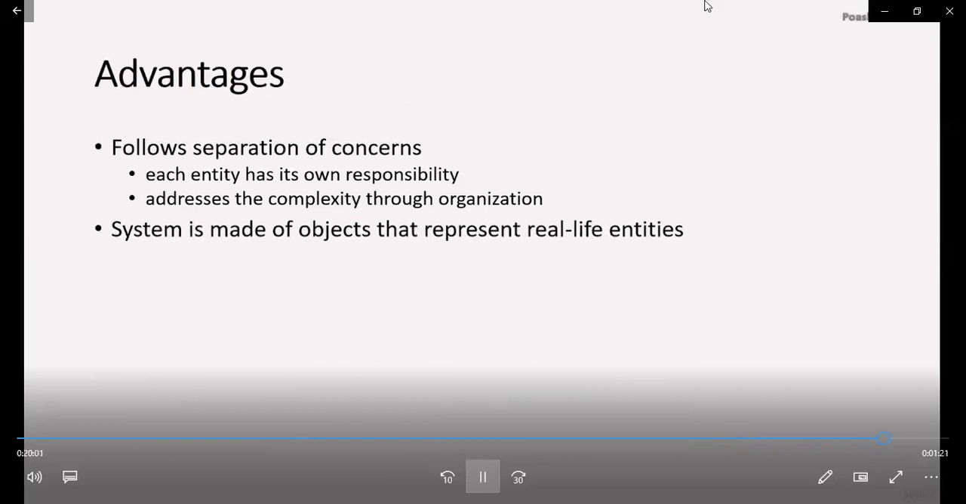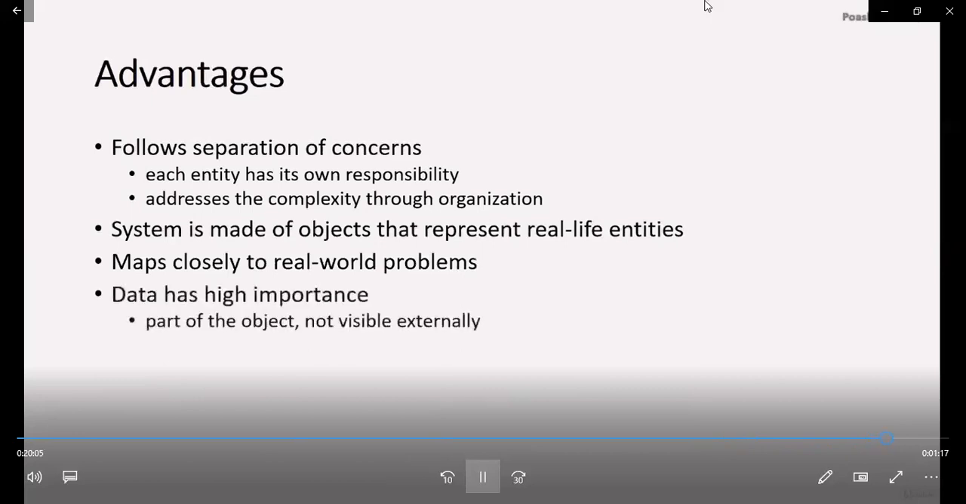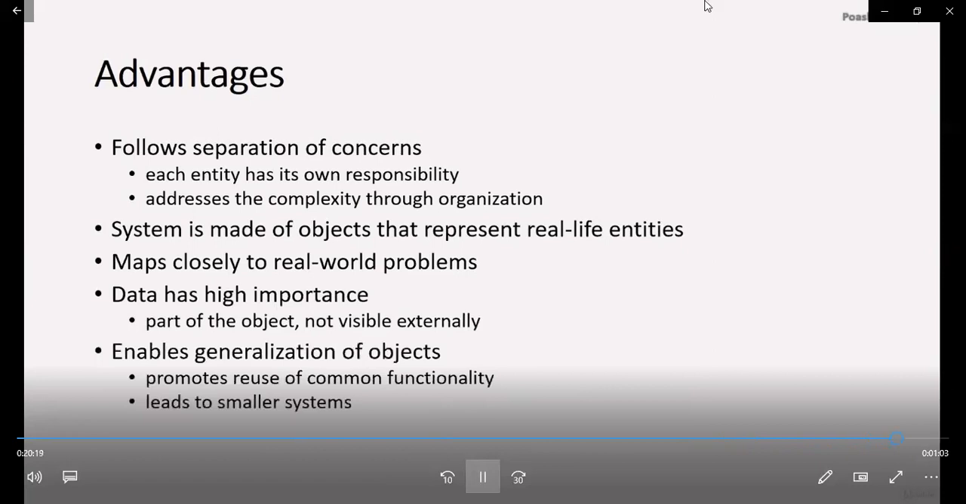The system is made up of objects that represent real-life entities, and those entities come close to the real-world problem. And that's not all: in object decomposition, data is of prime importance, and it is part of the object and is not visible externally. That means the data cannot be directly modified by the external world. Object-oriented decomposition allows generalization of objects, and we can reuse common functionality of the same objects. So this ultimately leads to a smaller system.